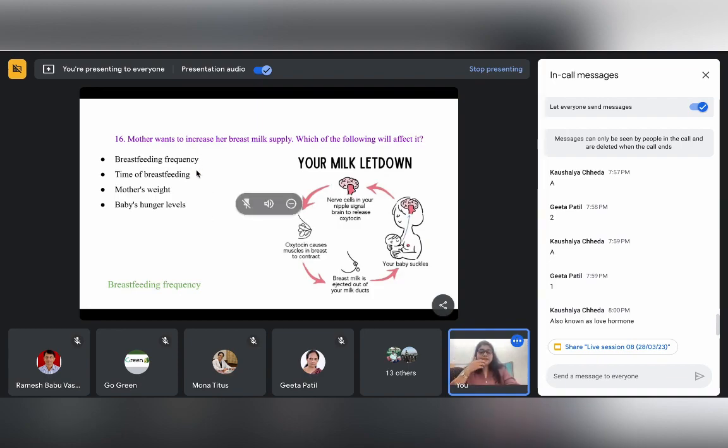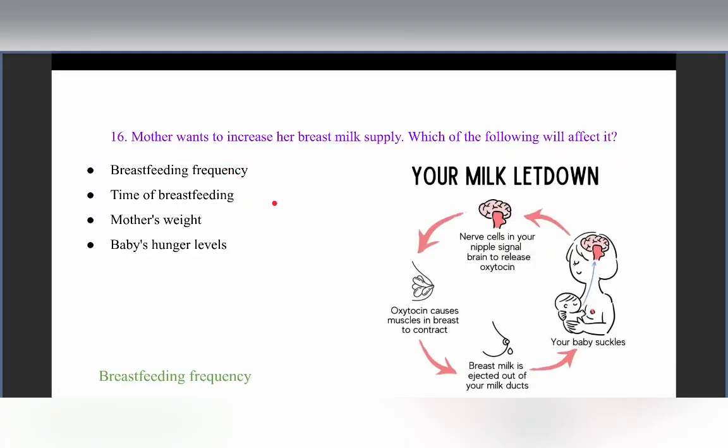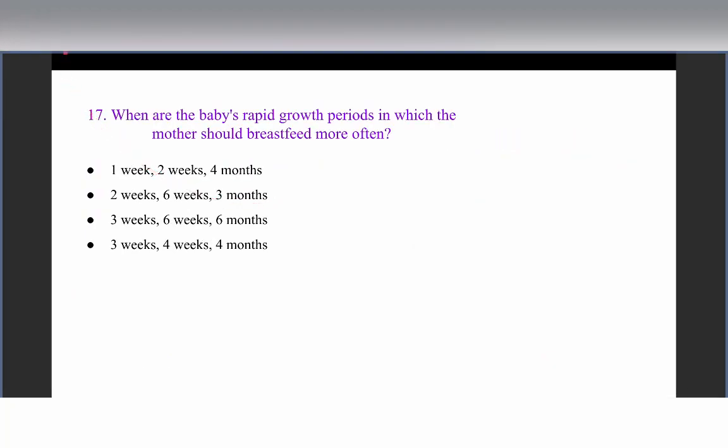So here the answer would be the breastfeeding frequency, as to how many times the breastfeeding is being done and what the exact frequency is. If there is more suckling, there is more of this oxytocin reflex being generated, and because of that the brain is signaled that oxytocin needs to be released, and then there is more milk supply as well. Okay, we'll move on to our next question.